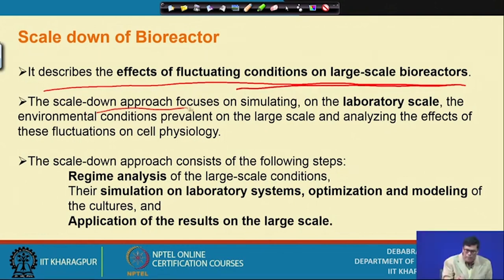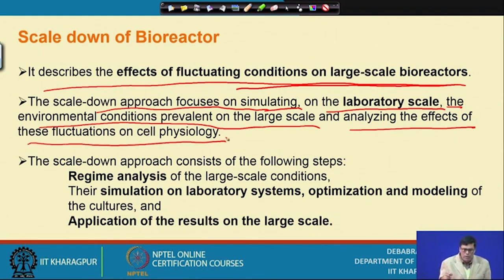The scale down approach focuses on simulating, at laboratory scale, the environmental conditions prevalent on the large scale, and analyzing the effects of this fluctuation on cell physiology. We can do that very easily in the small scale. This cannot be done in the big scale; in the big scale it will be very difficult.